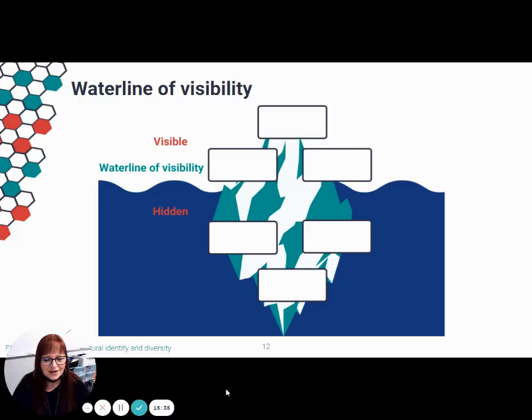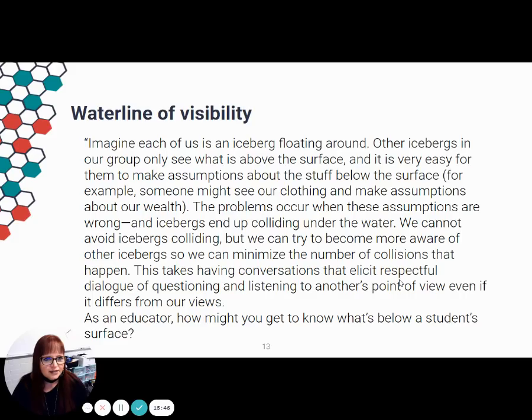All right. So hopefully you have drawn and written in some things that are visible and invisible to your identity. I want you to imagine each of us as an iceberg floating around. Other icebergs in our group only see what is above the surface, and it is very easy for them to make assumptions about the stuff below the surface. For example, someone might see our clothing and make assumptions about our wealth. The problems occur when these assumptions are wrong, and icebergs end up colliding under the water.